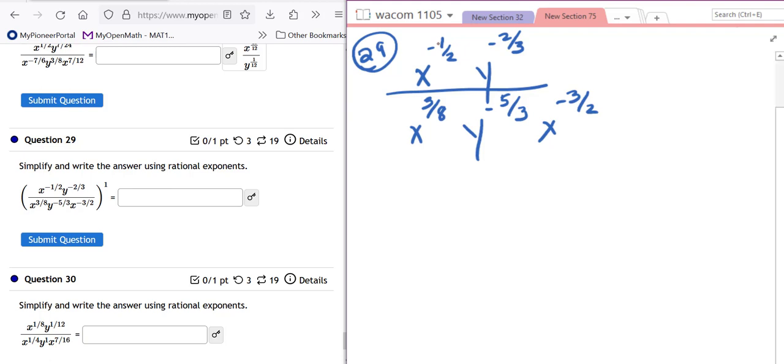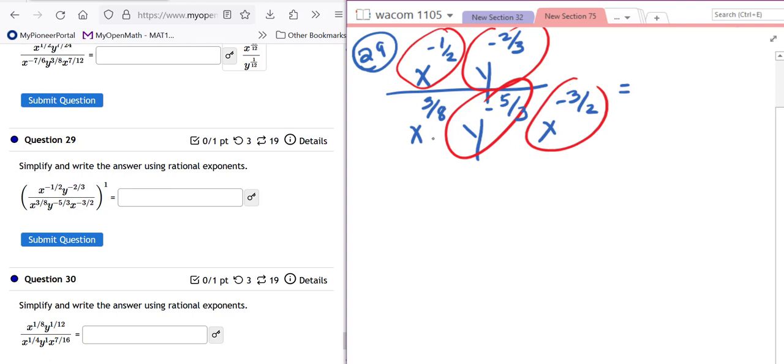I am going to instead move these ones with the negative exponents to the opposite place. So all three of those are going to change positions. Everything else will stay the same. Whoops. This one will also have to change. All right, so this one is going to stay the same. Everything else is going to switch. So x to the 3/8 stays the same. X to the 1/2 comes down. And x to the 3/2 goes up. These y's are going to switch. Y to the 5/3 now. And y to the 2/3.